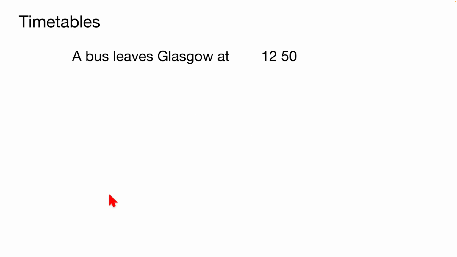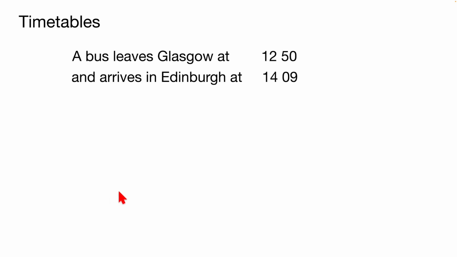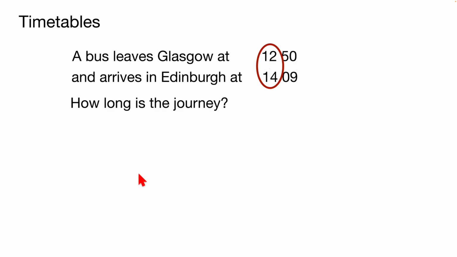Let's have a look at a problem. A bus leaves Glasgow at 12:50. It arrives in Edinburgh at 14:09. How long is the journey? Well, obviously, 12 to 14 is not the same hour. Things are getting a bit more complicated.